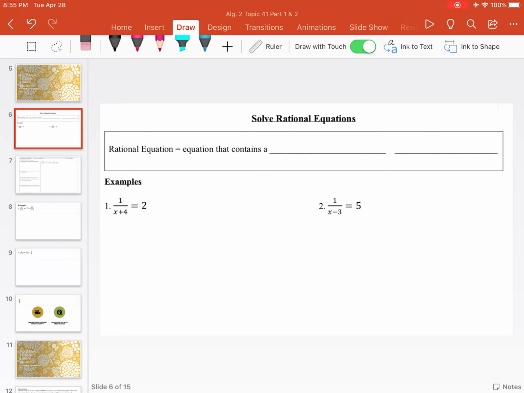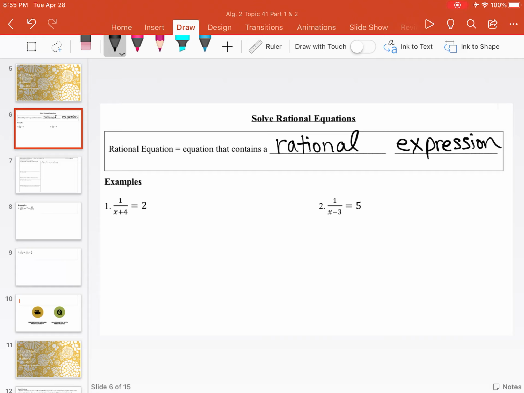So let's first define what a rational equation is. A rational equation is an equation that contains a rational expression. So pretty self-explanatory there. If we look at these examples listed below, it might seem pretty obvious how to solve them, thinking back to what we did in Algebra 1 to solve these by cross-multiplying.